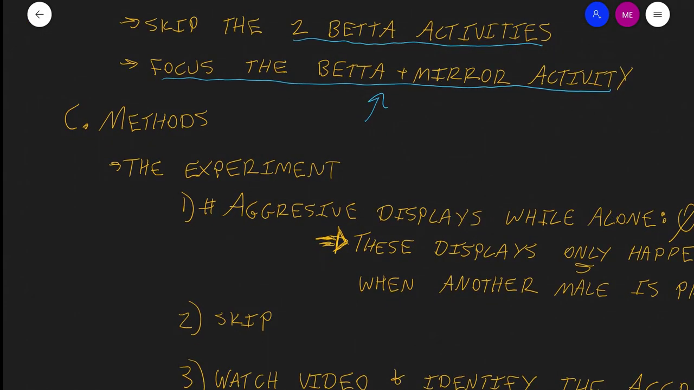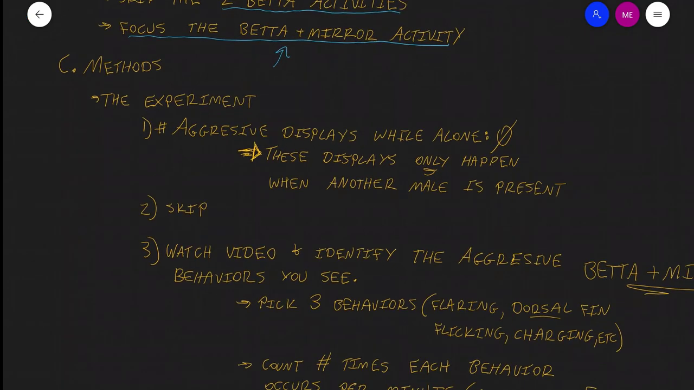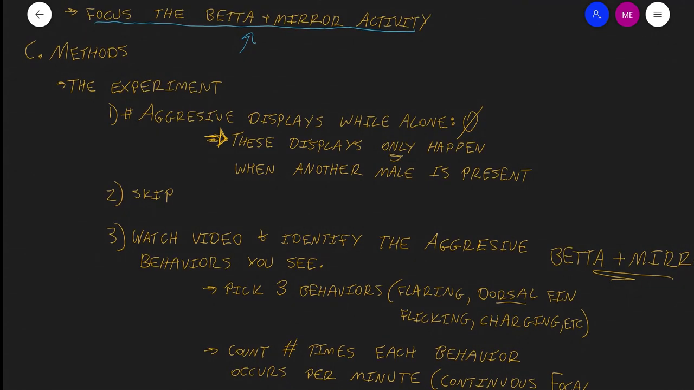All right, here are your methods. Okay. In the experiment, in the lab, okay, you assume that the number of aggressive displays a betta will give when alone is 0. If there's no releaser stimulus, there's no view of another male betta, the fixed action pattern for aggression won't be triggered, so there shouldn't be any aggressive displays. Okay? These displays will only happen when another male is present. Okay?